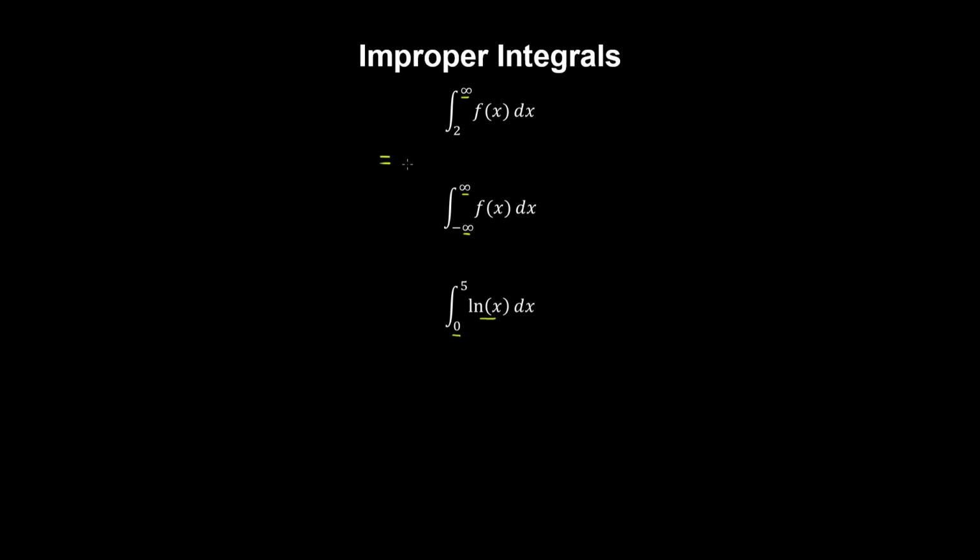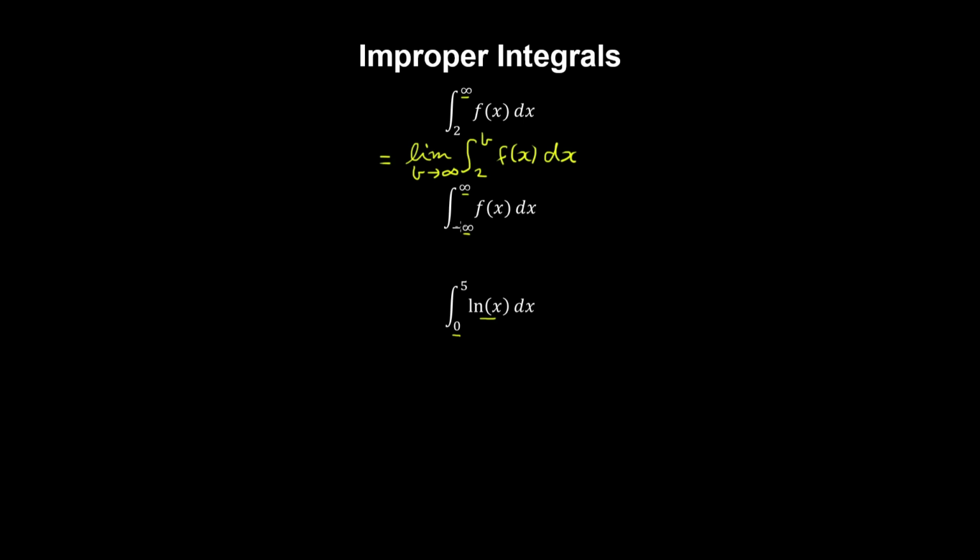So we can use limits of definite integrals to evaluate these improper integrals. So for the first example, we replace infinity with a dummy variable that approaches infinity, and then the integral is written as follows. And then you evaluate this definite integral and then take the limit to obtain the result.